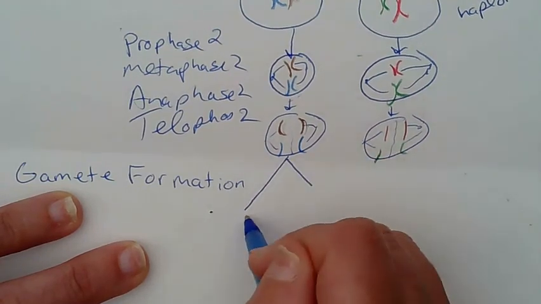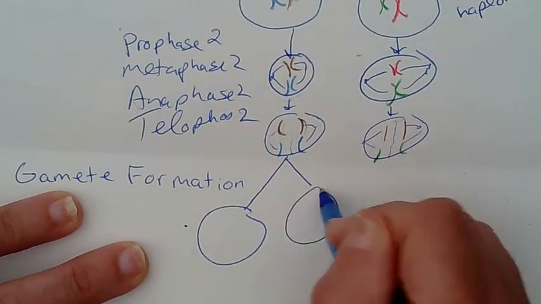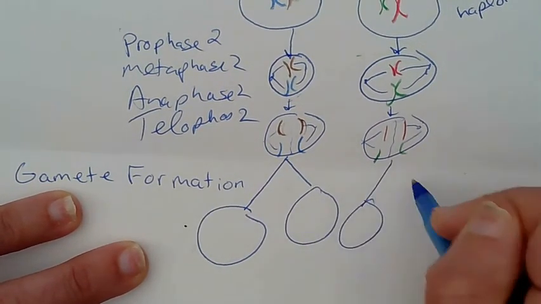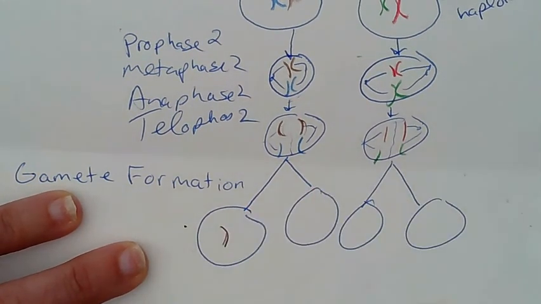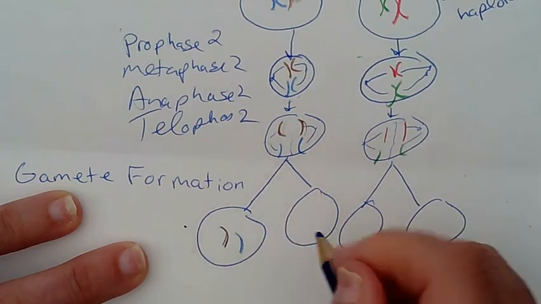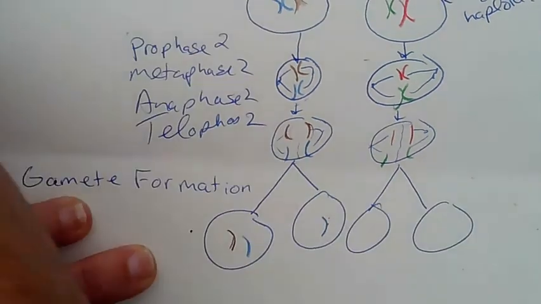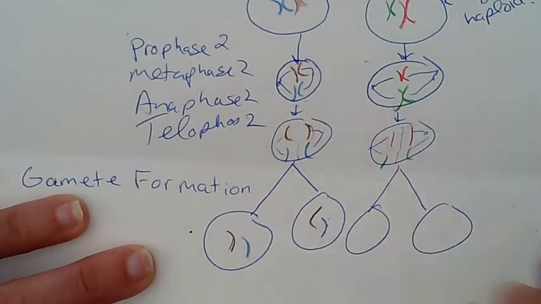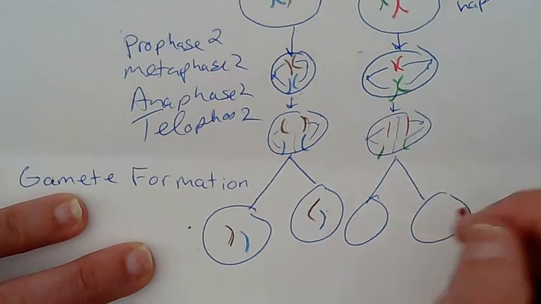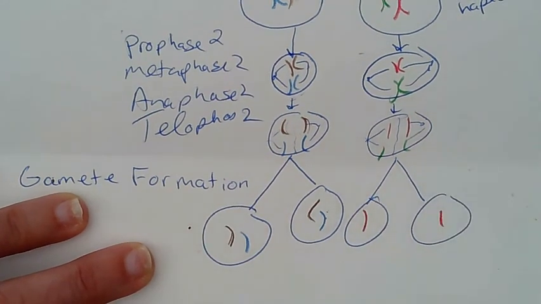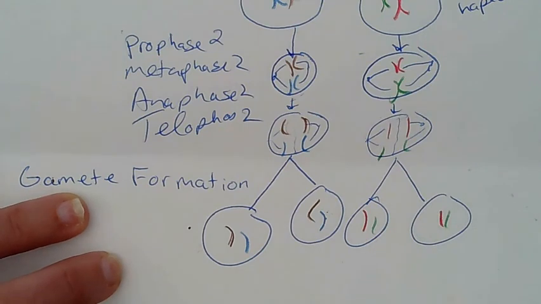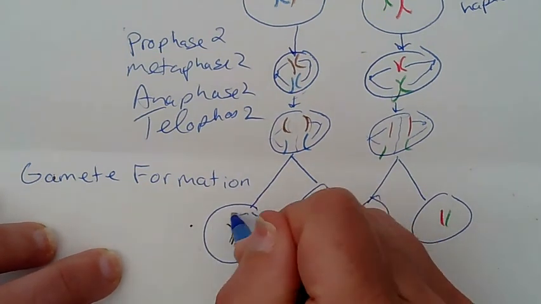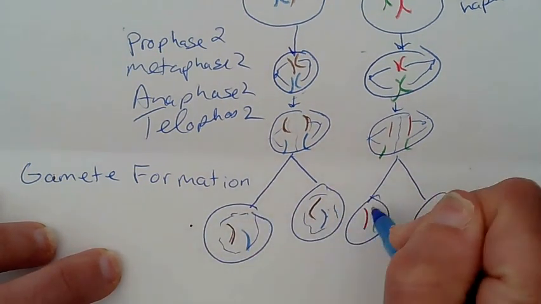So this one splits, 1, 2, this one splits, 3, 4, and of course, whatever genetic material they end up with, that's what they end up with. So I got a brown, and a blue, and a brown, whoops, throw my pencil around, and a blue, and a red, and a green. And then you get the nucleus that comes back.